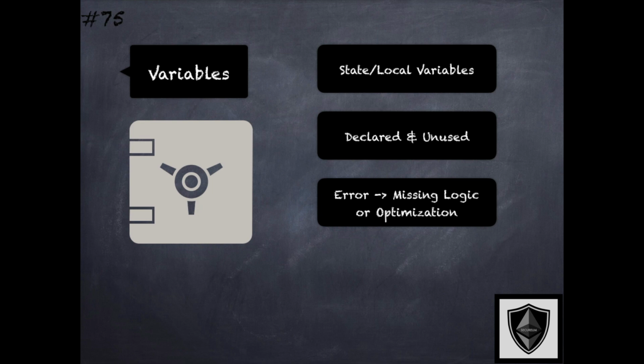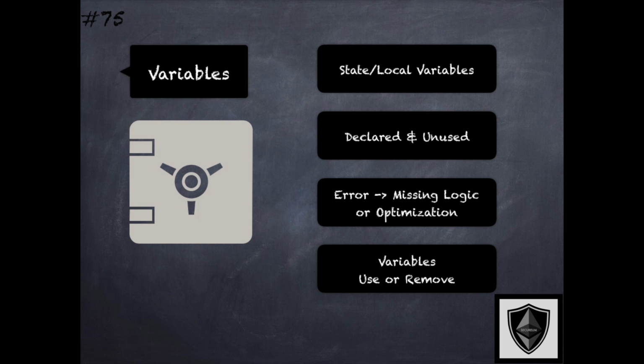Or it could simply be indicative of some optimization opportunity where such variables can actually be removed and reduce the size of the bytecode and therefore reduce the amount of gas that is used either during deployment or during runtime. So the best practice here is to pay attention to all the variables that are declared in functions or in the contract as state variables, see if they're used, and if they're never used, then determine if they need to be removed for optimization or if there is any logic that is missing that needs to be added that uses those variables.